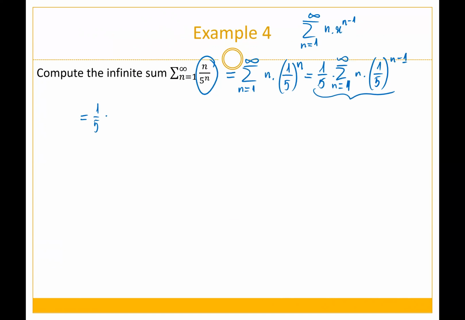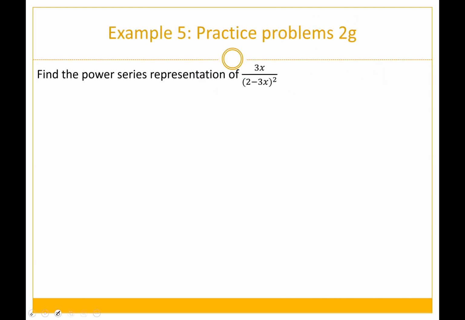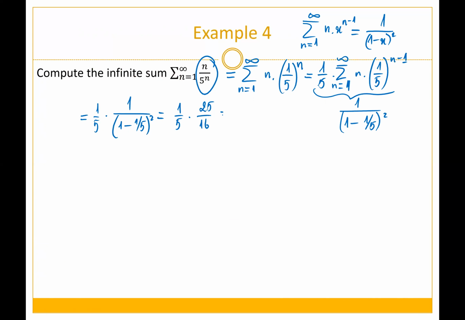And so this one is the representation of 1 over (1 minus 1/5) squared, right? Because this one is equal to 1 over (1 minus x) squared. So basically instead of x you replace it with 1/5, and so you're going to have 1 over (1 minus 1/5) squared, which is going to give us 1 over 5 multiply 25 over 16, which is going to give us 5 over 16. Yep, this is the way that you're going to find the sum.